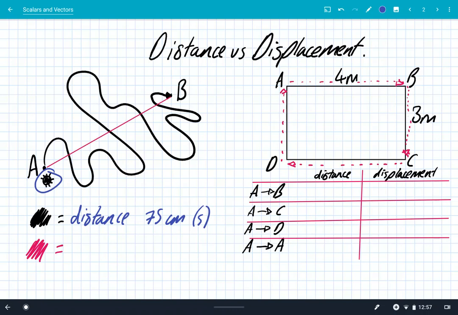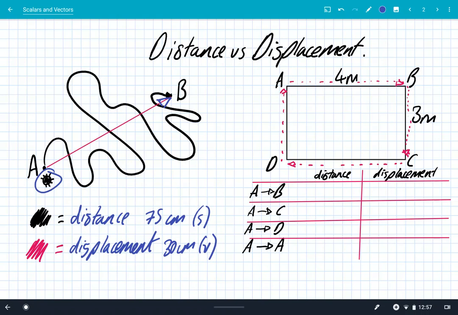The red line going from A to B is the shortest distance between those two points, and that's known as the displacement. Its displacement, you can see, is a lot less. So its displacement might only be 30 centimeters, and it's got a direction as shown by this arrow here. So distance is a scalar, displacement is a vector quantity.